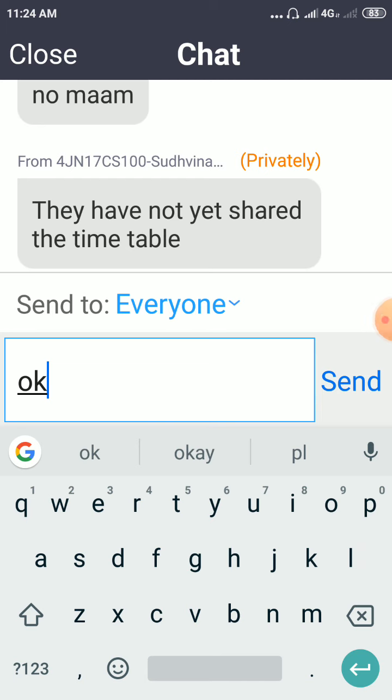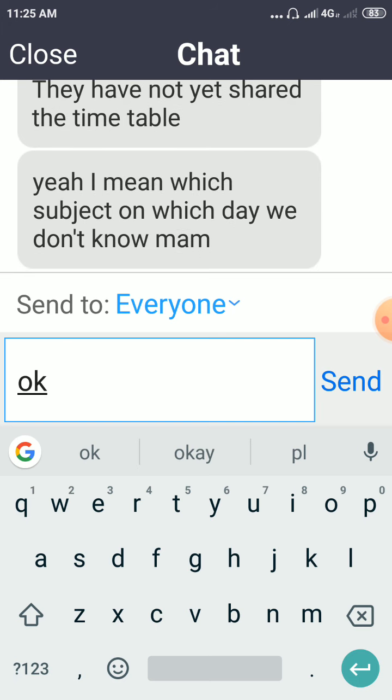The test will start from 11th of May. 11th, 12th, 13th, 14th, 15th, 16th, and each day you will have one subject test at the regular timings of your class. The class will start from 10, right? Or from 9 to 10:30, I think. So you have to write the test from 9 to 10:30. After that regular classes will be there, and the test will start from 11th May.